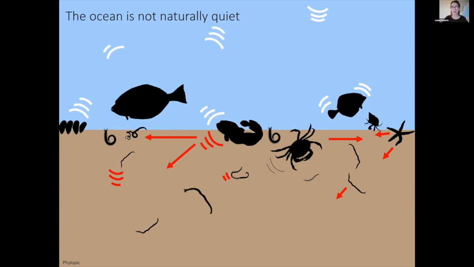And in much the same way that animals in the water column use sound, it's likely that these benthic animals are using vibrations in the surface of the sediment and inside the sediment to also interpret their surroundings. So essentially, we have in the water column a soundscape, and in the seabed we have a vibrescape. And so those two things I want you to remember.